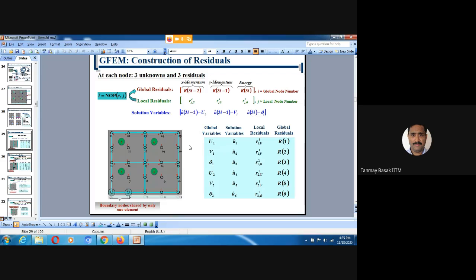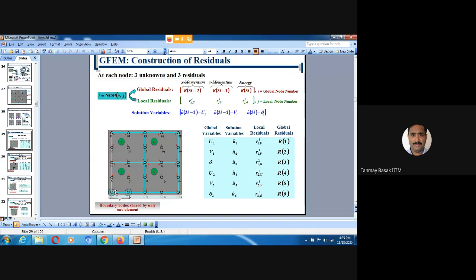One way to arrange the residual: I will take the x component of velocity and do the residual for all 25 nodes. Then I will take the v component of residual and do all the things for 25 nodes. Then I will do temperature for all 25 nodes.